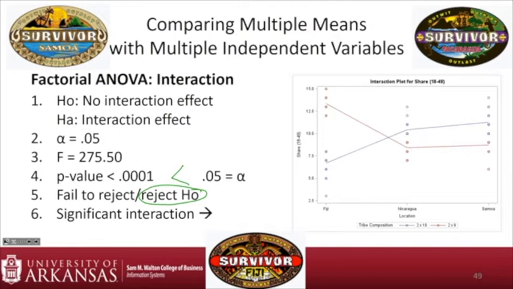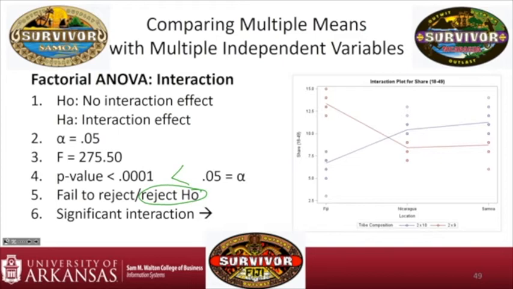So for Fiji, which tribe composition had the highest market share? 9. But for Nicaragua, which tribe composition had the highest market share? 10. And for Samoa, which one had the highest market share? 10. So we just said that on its own, tribe composition didn't matter. But when you add in the location with the tribe composition, now it does matter. This is where that interaction comes in.